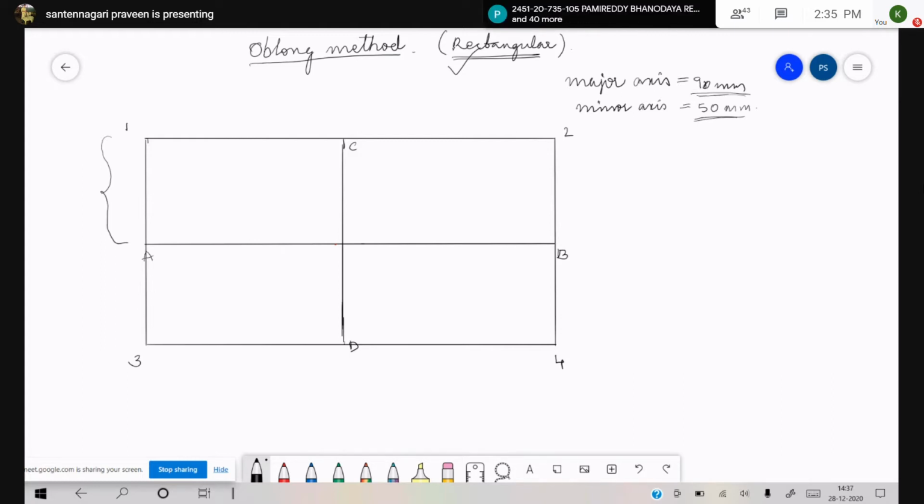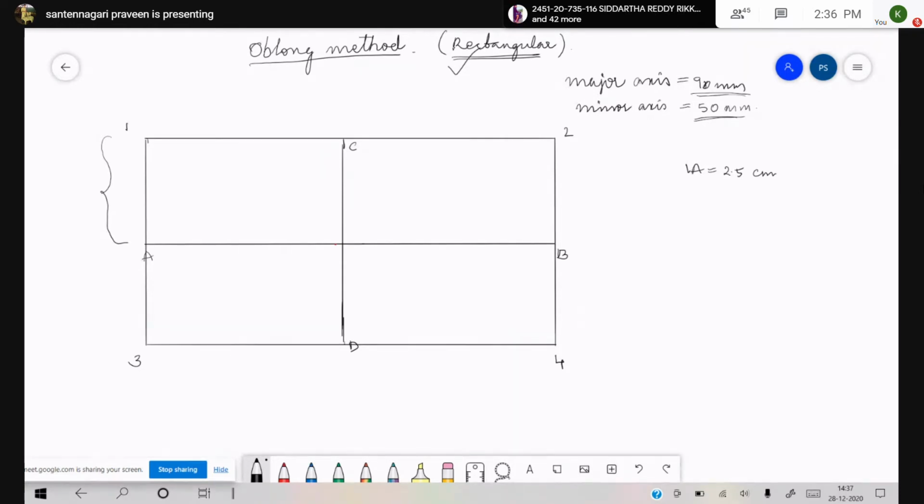2.5 centimeter. So my 1A is 2.5. What's the unit? Centimeter. Okay, centimeter. Now I will divide this distance of 1A, 2.5 centimeters, into equal parts.